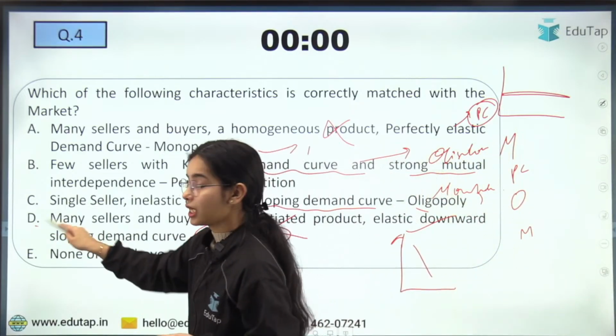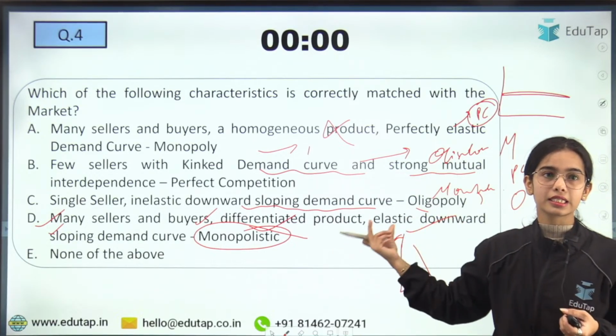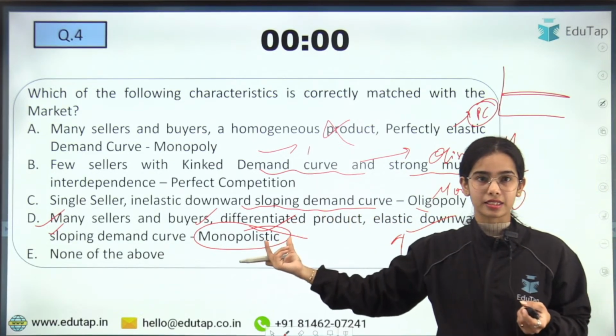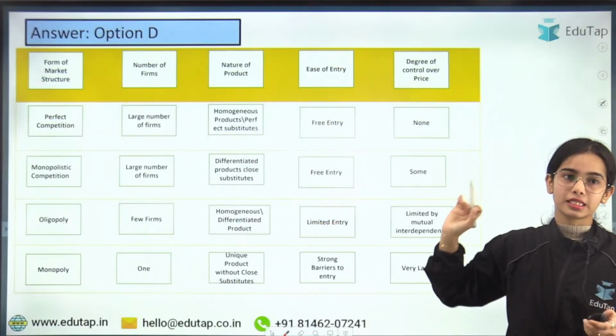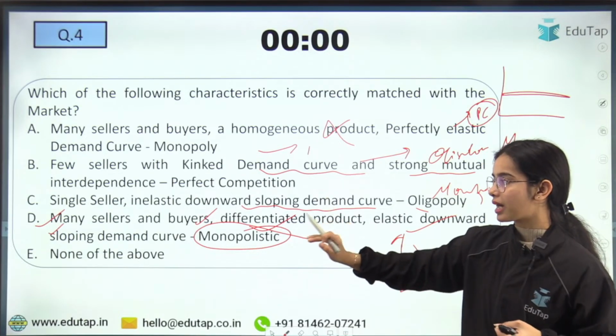So yes, very good, Preeti, correct answer. The answer is D here. D is the correctly matched market with the characteristics. Very good, Preeti. Good, Gopal. Correct. The answer is D here. Many sellers are there. Many buyers are there.